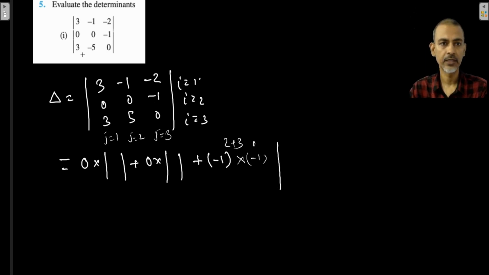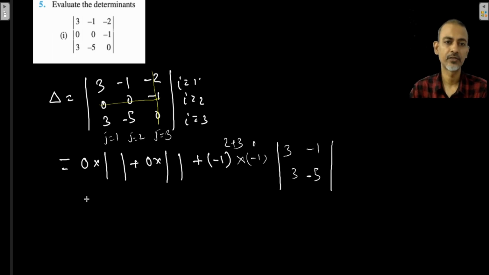So you will just take out this row and this column. You will be left with 3, minus 1, 3 and minus 5. Just to be aware, this is minus 5, not 5. If you make a mistake, then the whole calculation will go for a toss, right?